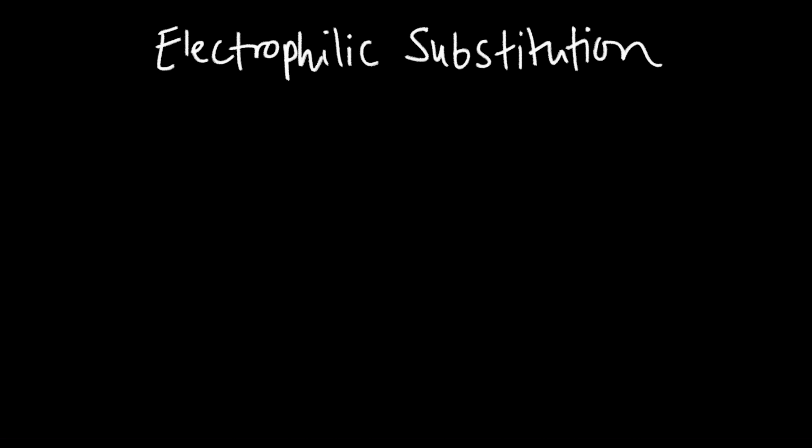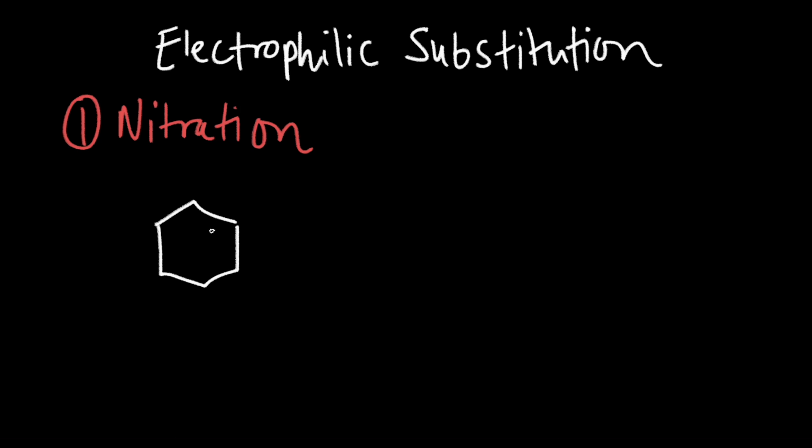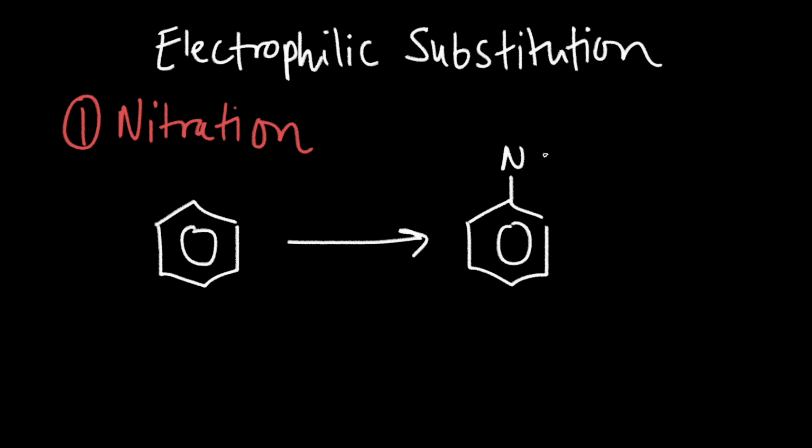In this video, we're going to be looking at the mechanisms of some reactions of benzene. So the first of these we're going to look at is the nitration of benzene. So this is where we have our benzene molecule and we're adding an NO2 group, a nitro group, to the benzene. Now the reagents we need to do this are concentrated nitric acid and concentrated sulfuric acid.